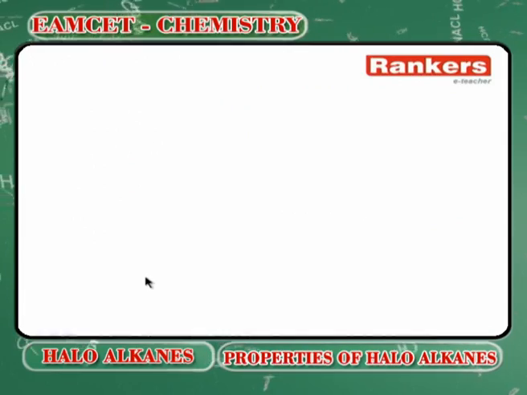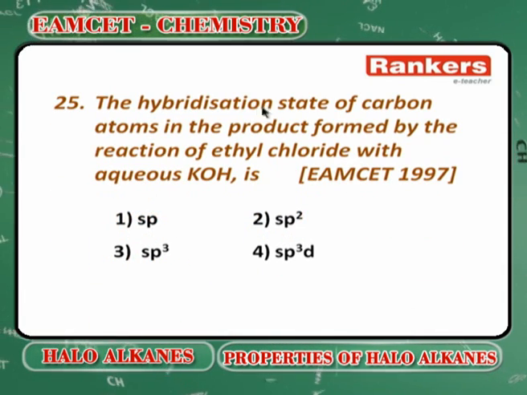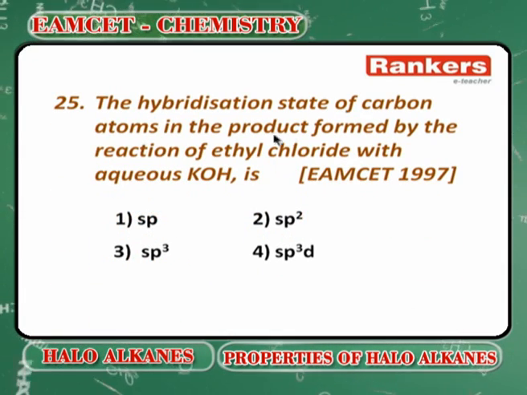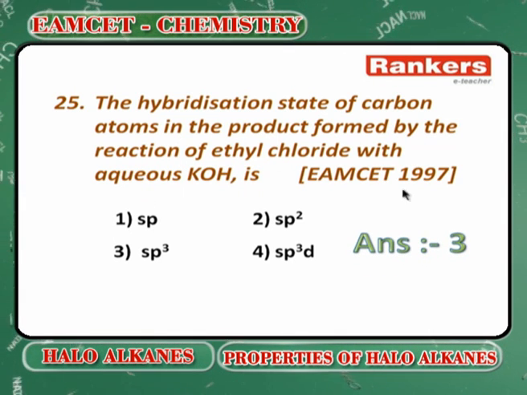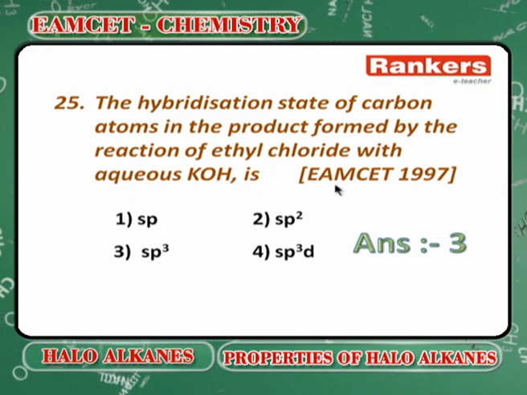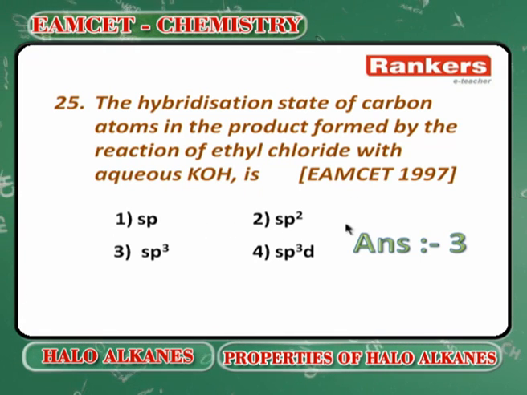Next, the hybridization state of carbon atoms in the product formed by the reaction of ethyl chloride with aqueous KOH. Ethyl alcohol is formed. Both the carbons of ethyl alcohol are sp3. There is no ambiguity, therefore the answer goes to the third answer.